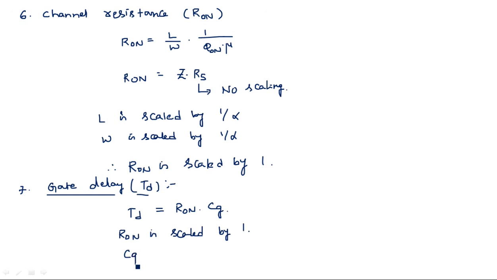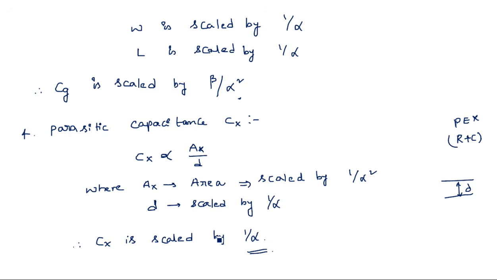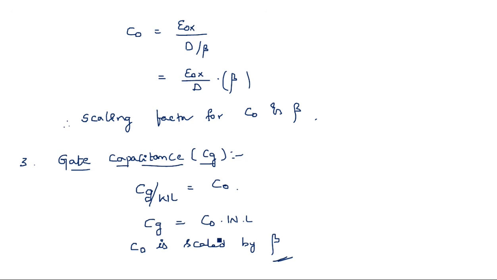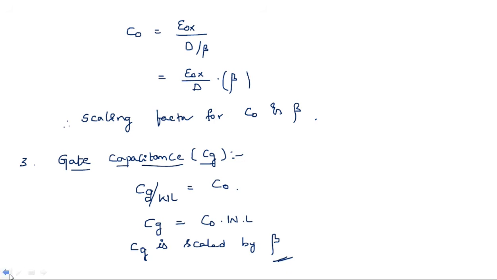What about the Cg? Cg, gate capacitance. Cg is scaled by, we have already calculated this. What is the Cg scaling factor? Go back. Cg is scaled by this one. Sorry, this is this one. See, this C not only.